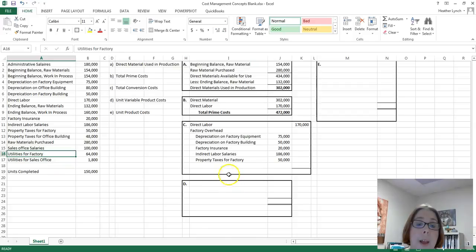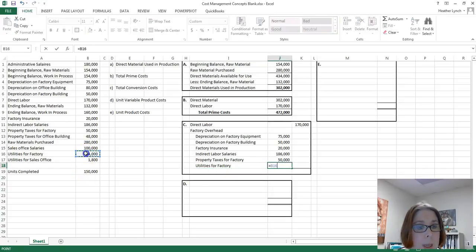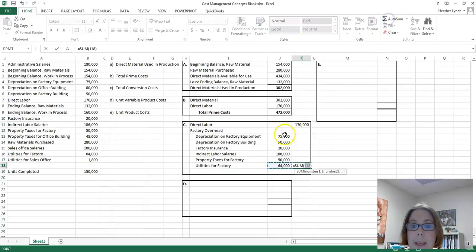Utilities for factory. Yep, you're right. We do include that one. Okay, so that will be $64,000. Utilities for sales office. There's no word that says factory, so that's going to be a period cost. So let's go ahead and add these up.